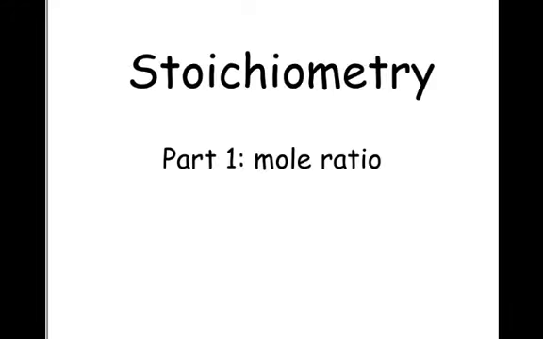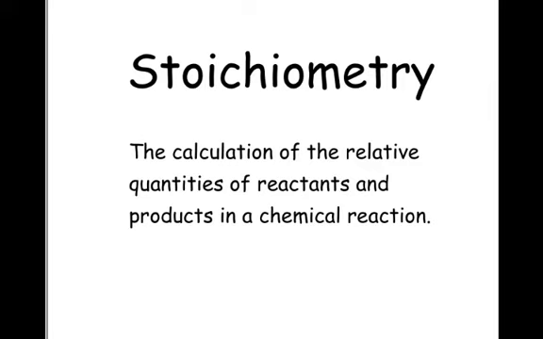Today's video is a subtopic of stoichiometry. We're calling this the mole ratio. First thing, stoichiometry. This is the calculation of the relative quantities of reactants and products in a chemical reaction. That is to say, depending on how much you put in, you'll be able to predict how much will come out. Or, if you know how much came out of a reaction, you could predict how much went in.